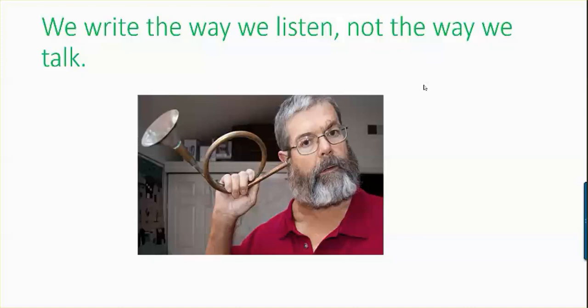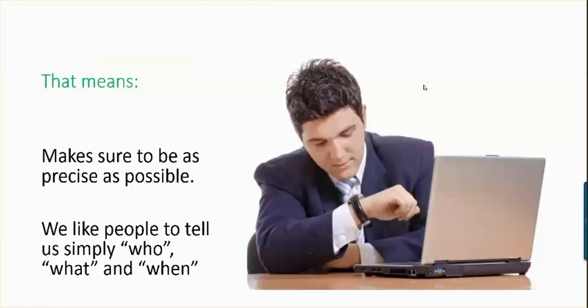Now, when I say we write the way that we listen, think about it a minute. We like talking and listening to people who get to the point. We listen for who did what to whom. So when I say be as precise as possible, whenever possible, write an active sentence with the subject being the actor doing the action, but we're listening for who, subject, did what, verb, to whom, in the most clear possible way. That's where I talk about being precise. We like people to tell us simply who, what, and when, rather than the never-ending story.